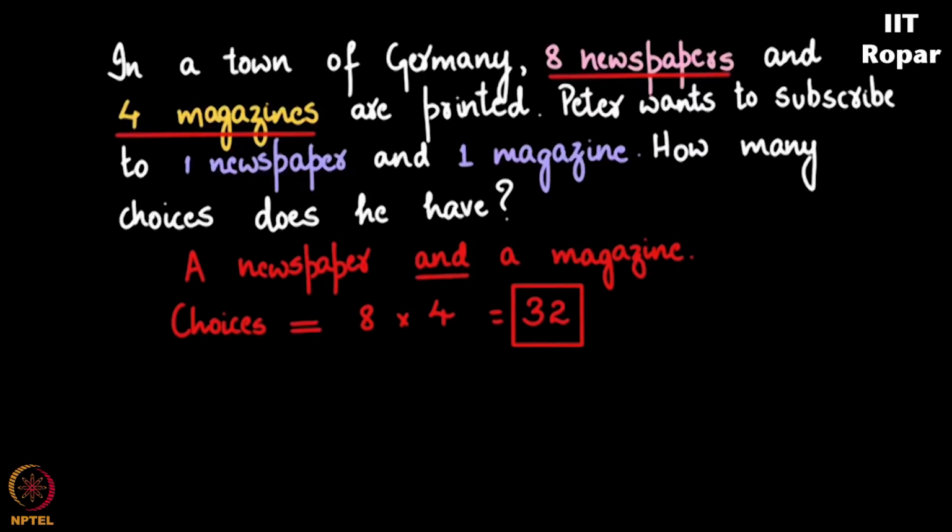Let me just change the question here slightly. Suppose Peter wants a newspaper or a magazine. You see, the word "and" became "or". Here, he would have 8 plus 4 choices, which is 12.